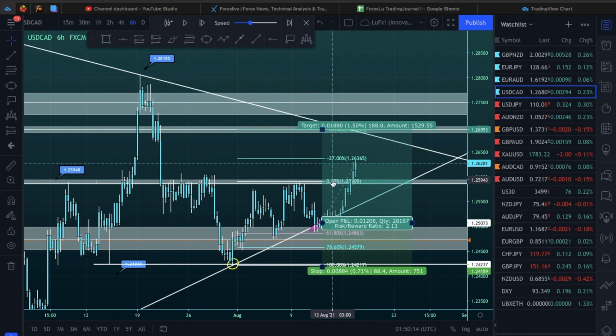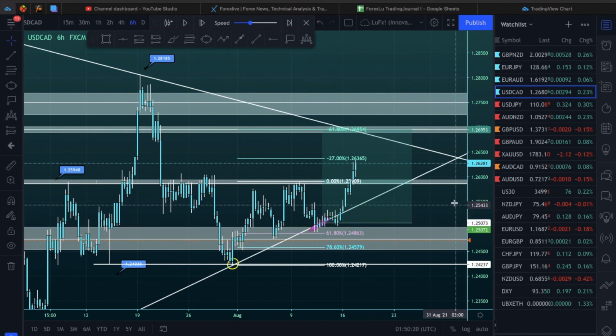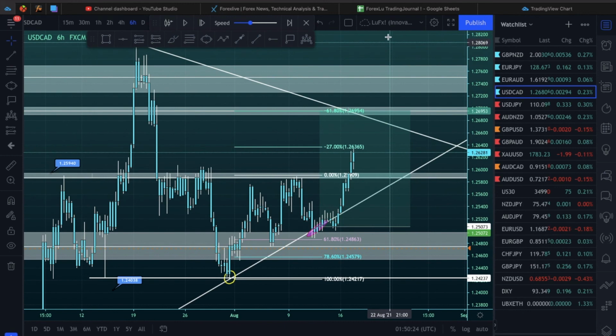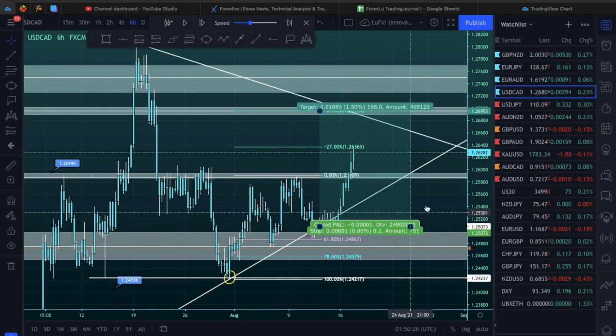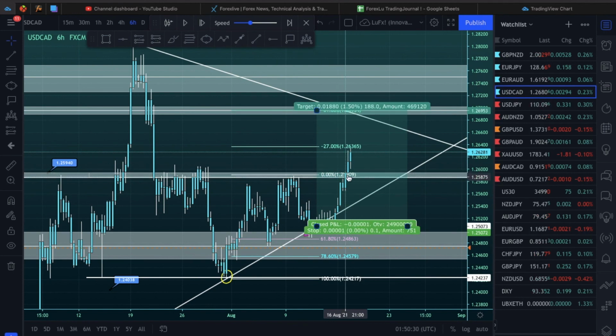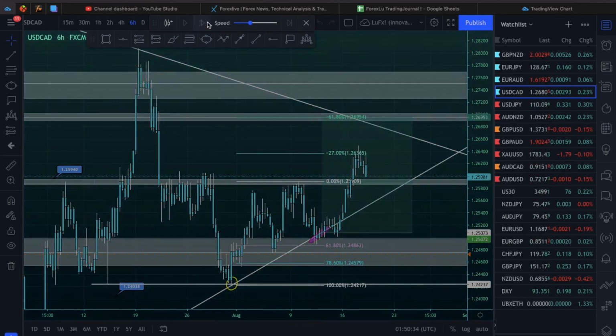So I took partial profits right here, and once it hit this, I put my trade to break even, right? So if price were to come back down here, it would take me out, but I wouldn't lose no money, right? So I put a break even right there, and this is my final target. So I took partials here, and this is my final target. So let's just see what price is doing.